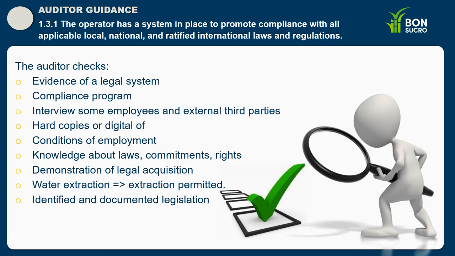From the auditing point of view, the auditor needs to check the system and the evidence of legal implementation, but also, of course, the system of legal implementation. The auditor checks the compliance program, interviews some employees and external third parties, and reviews the list of legal requirements, to be sure how the company updates those legal requirements, and that they are aware of this implementation and how they do it. Of course, the auditor also needs to understand the requirements and be sure that they are implemented on the ground.